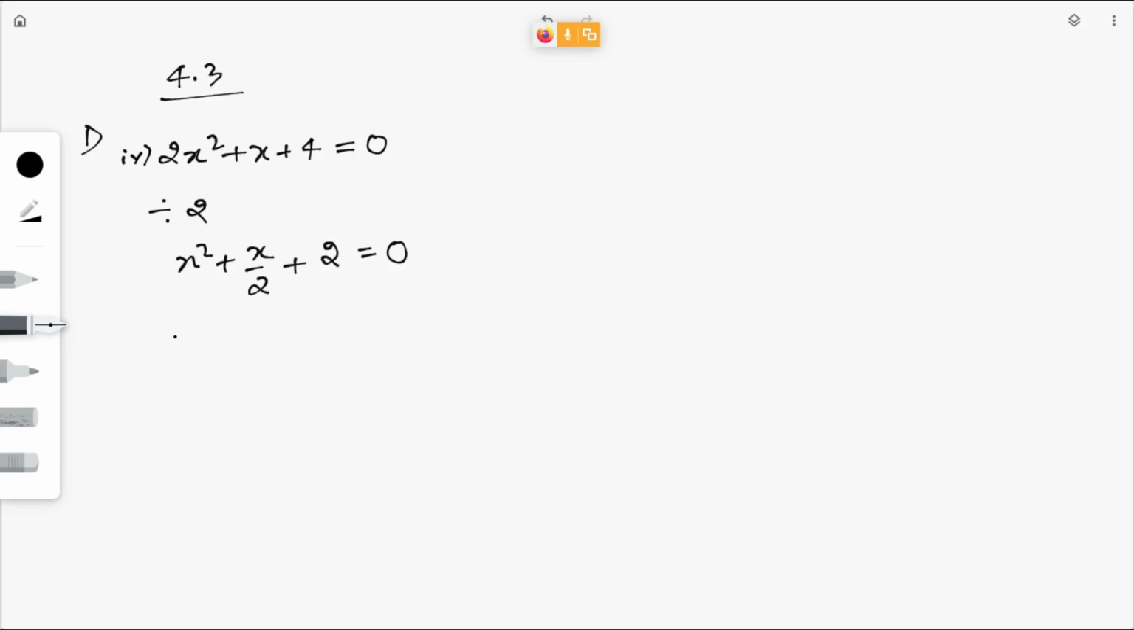After this, what is the next step? Identity. So you must arrange it in a plus b whole square form. The expanded form of a plus b whole square is a square plus 2ab plus b square. Okay, so now you need to express the first two terms of this equation in this form. Just concentrate on these two terms.